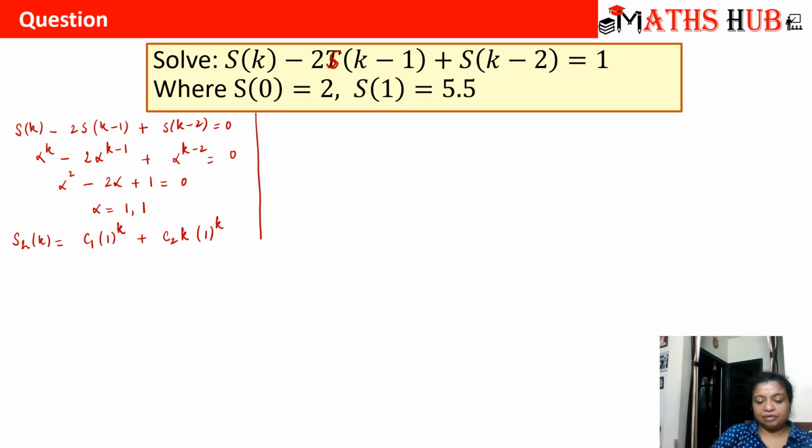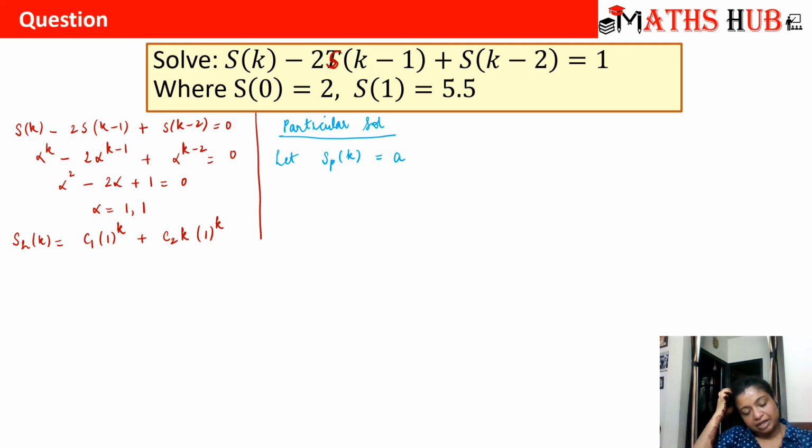Right? Now, next is the particular solution. How to calculate the particular solution? If you look at the right hand side function, it is a constant, that is 1. So what do we assume our particular solution to be? We assume the particular solution to be some constant. So let that constant be A. But when you check the constant A, you can see that it is matching with the first term. 1 to the power k is same as 1. So this term is getting matched with the term over here. So if it is matching, we'll multiply it with k.